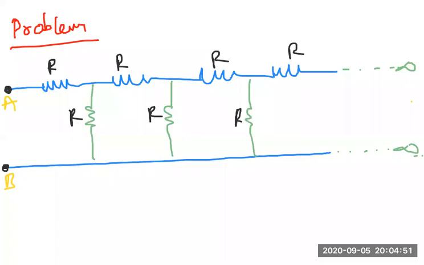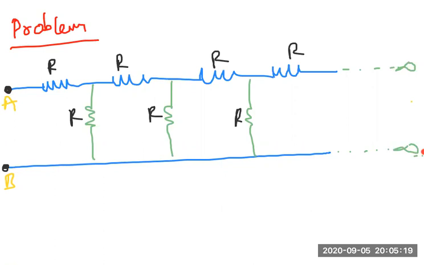The effective resistance between the two points A and B we have to find, and this is an infinite series of resistances. Infinite combinations of resistances are there. So this is going on up to infinity combination of resistances. How to handle these types of problems we are going to discuss now.